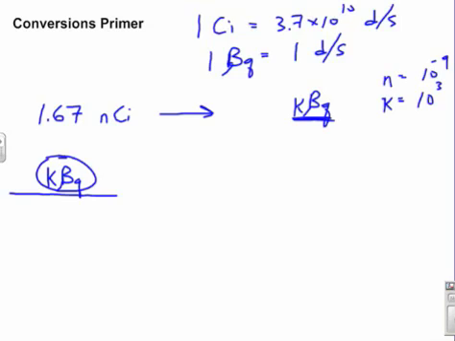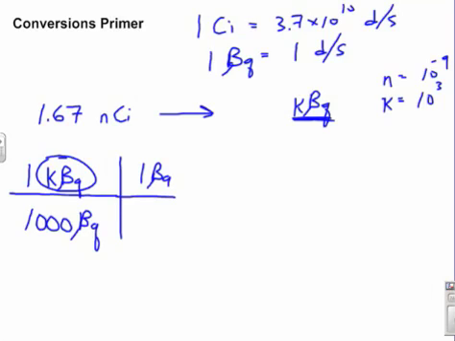But what do you know about kilobecquerels? Well, let's see. A kilo of anything is 1,000 of it. So 1 kilobecquerel is equal to 1,000 becquerels, correct? Right? But I don't want anything to do with becquerels. I want my answer to be in kilobecquerels. So I say, okay, well, what else do I know about becquerels? Well, 1 becquerel from up above is equal to 1 decay per second.